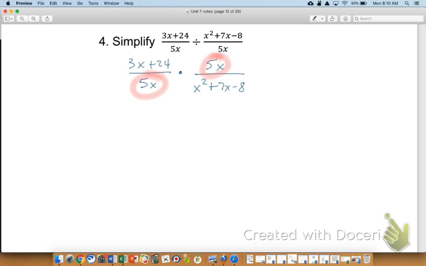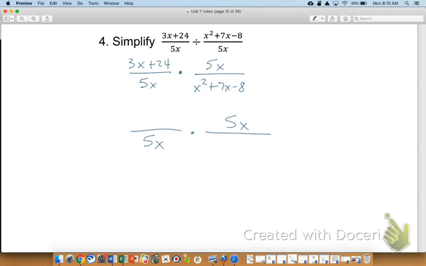Yeah. 3x plus 24, that's addition. X squared plus 7x minus 8, that's addition and subtraction. Those are not factored. And so in order for me to be able to simplify ahead of time, I need to be able to take something that is not in factored form and put it in factored form. So I'll leave the 5x as is and the other 5x as is. I'm going to try to factor the other two expressions.